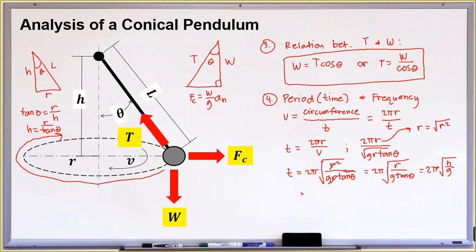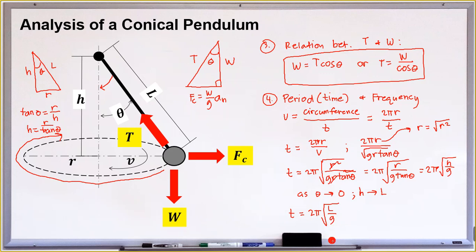Okay? Now, as theta approaches 0, the string moves closer to the vertical axis, and the height approaches the value of the length of the rod or string. They become the same, so therefore we can substitute h by l. So the period, or the time t, is equal to 2 pi square root of l over g.